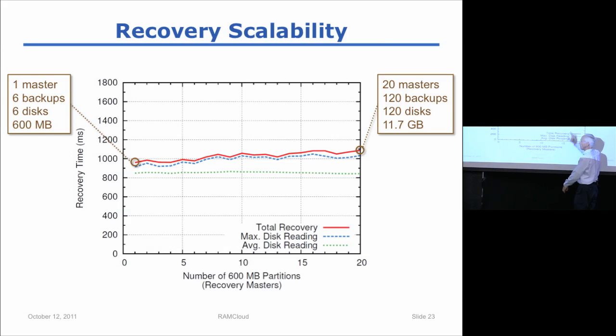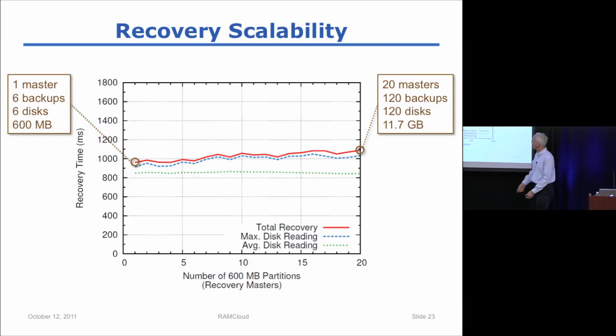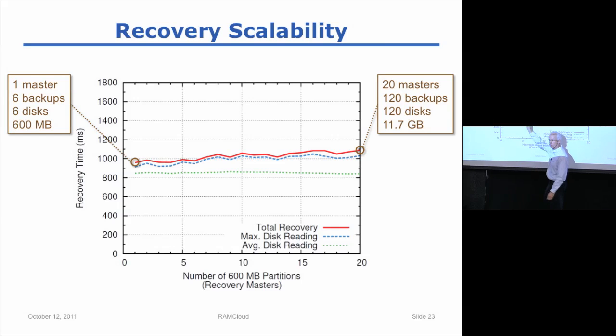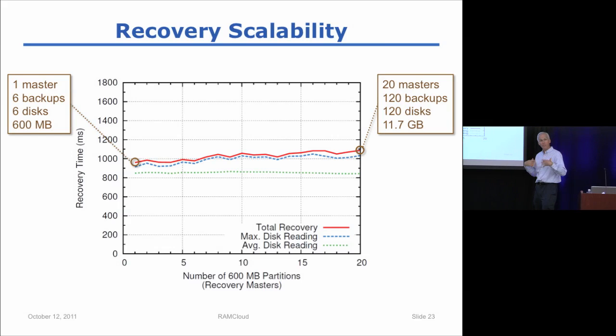If you look at each of the backups and how long it took it to read all of its data from its local disk, this is the time for the slowest backup. And you can see there's a little bit of a straggler effect. The average backup was taking the green line, but the slowest one was a little bit worse because the disks vary a little bit in performance. We actually tried to compensate for that in RAMCloud and adjust the layout of the segments to reflect that: if some disks are faster, we put more data on those disks and less on others, but we were not able to completely compensate for the variations in disk performance.